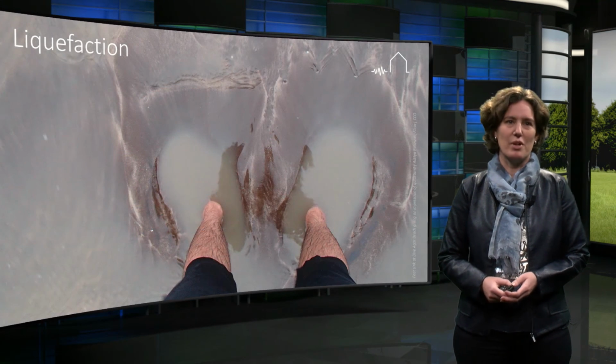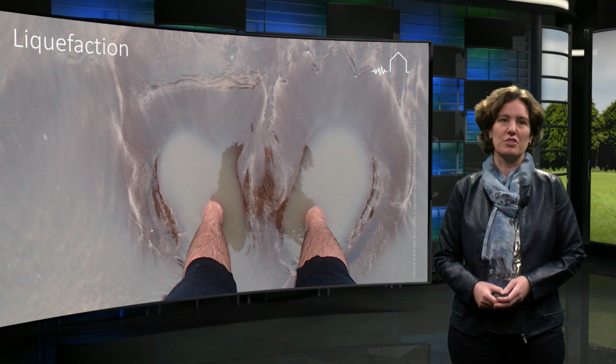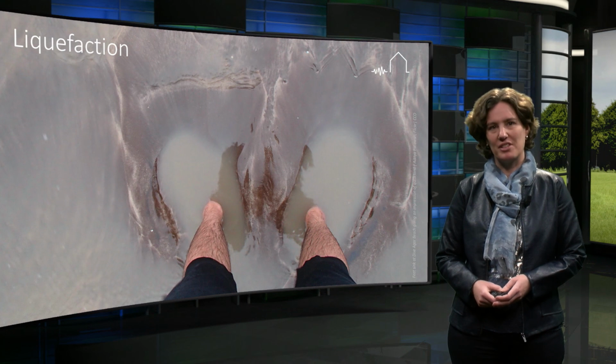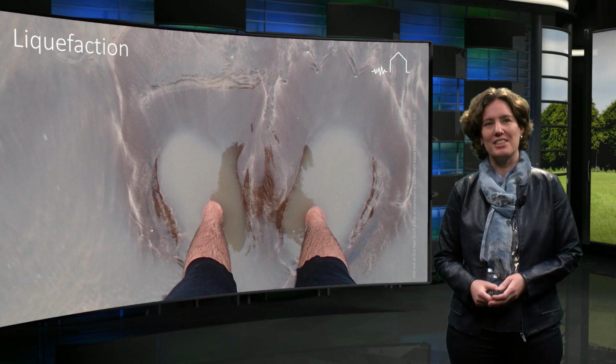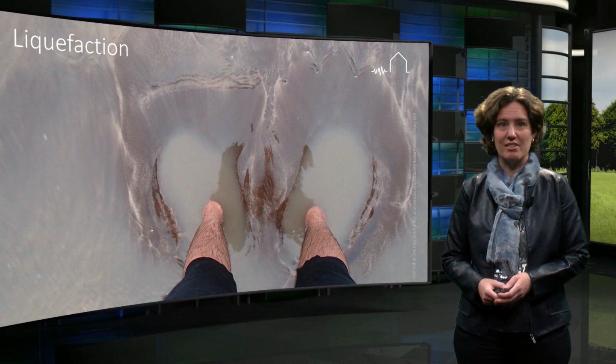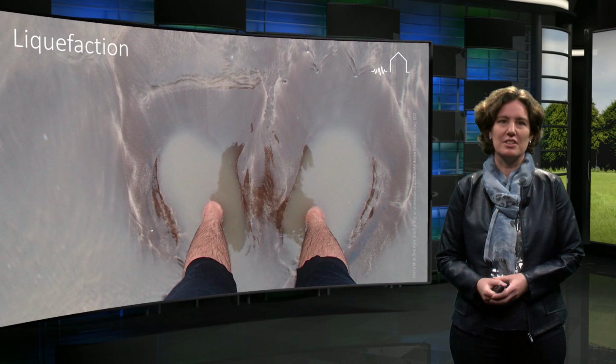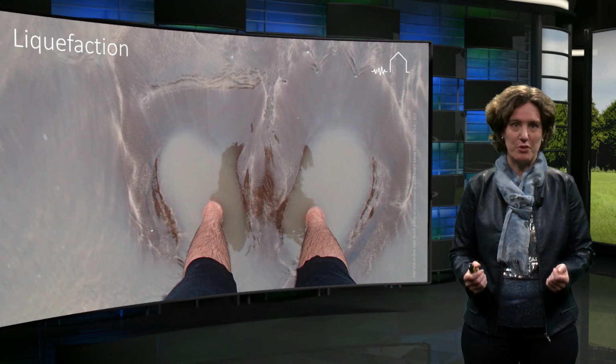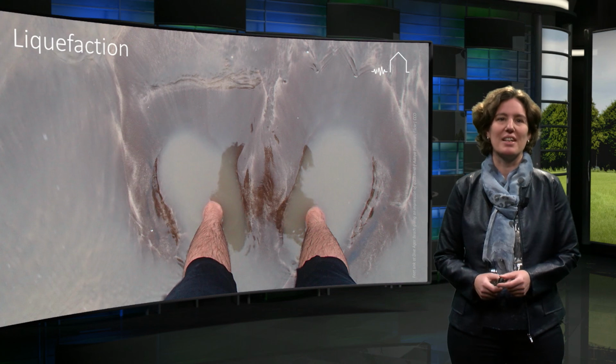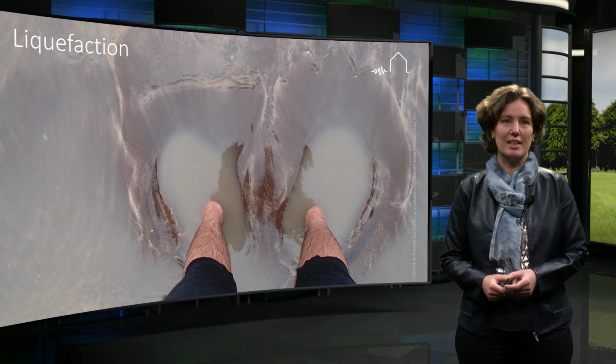There is another reason why it is important to study the shallow subsurface. This is the effect of liquefaction. Liquefaction is the phenomenon that the saturated granular soil, such as the sand, loses its strength. You might have noticed this effect on the beach. If you cause a vibration, for example by jumping up and down, the sand behaves like a liquid. This effect is also called quicksand.